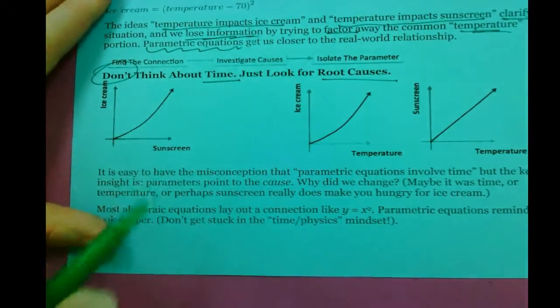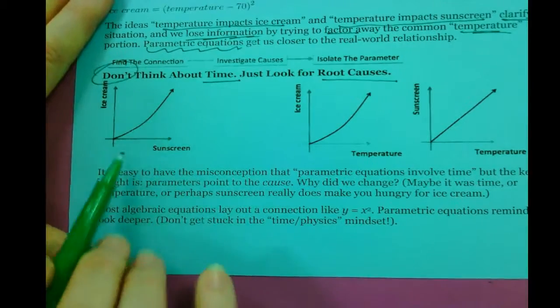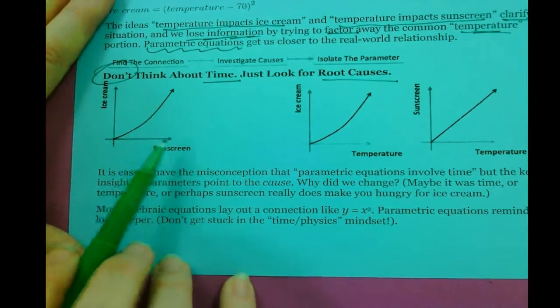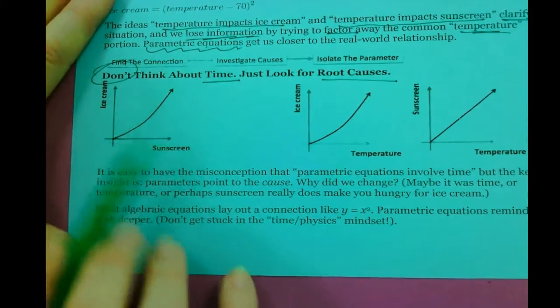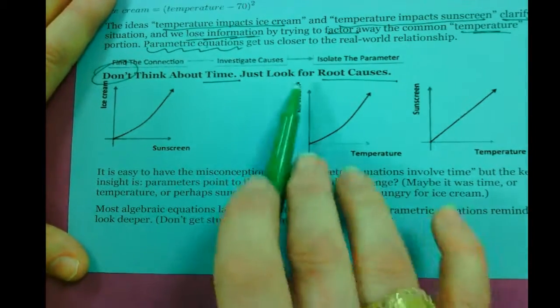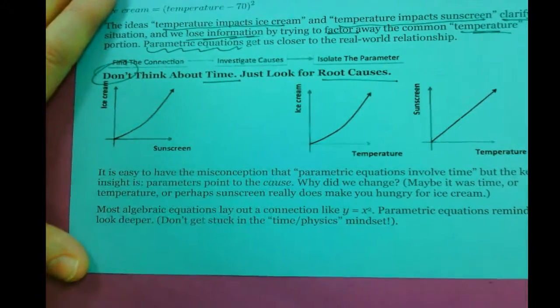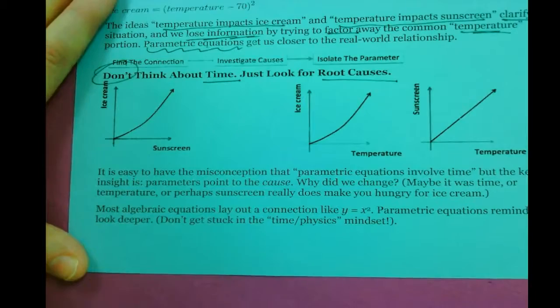So this right here is the graph of ice cream equals sunscreen squared. But again, just because you sell however many sunscreens doesn't guarantee you the ice cream, because that's not really the direct relationship. These are the relationships, temperature to ice cream and temperature to sunscreen, right? So when you take this and you split it into two things, you make more sense of your data.